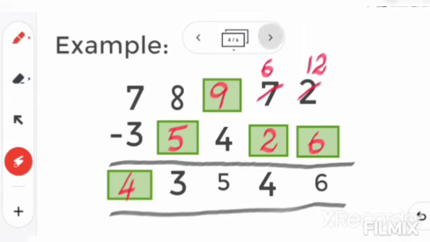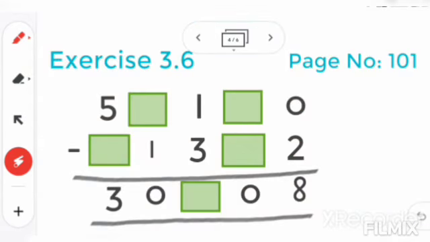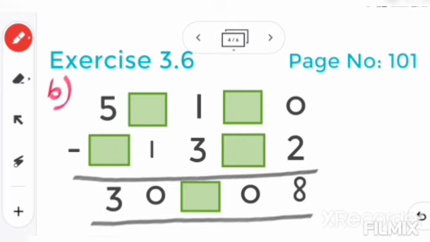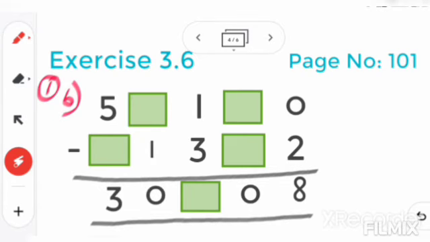So now one more example I will give from exercise 3.6 in page number 101. This one is B1. This is B, in the first sum, B1. Okay, now see here.